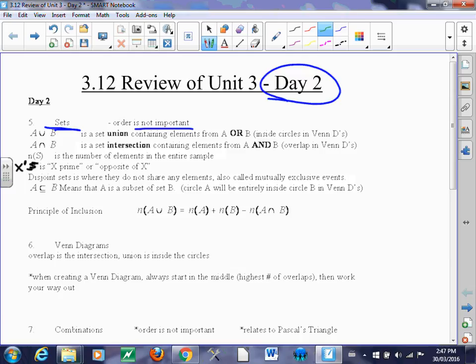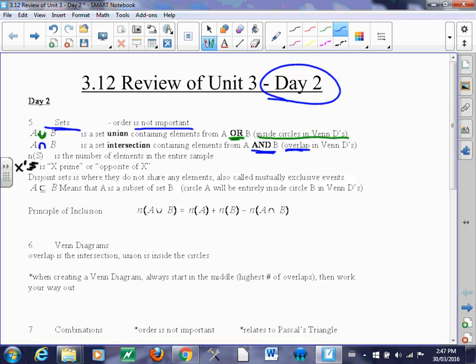We learned what a set union is. That's an upside U, and that contains elements from A or B, and those are what are inside the circles in the Venn diagram. Then we learned what was called the intersection, the upside down U, which is like an N. A set intersection contains elements from A and B. So that's got to be the overlap.